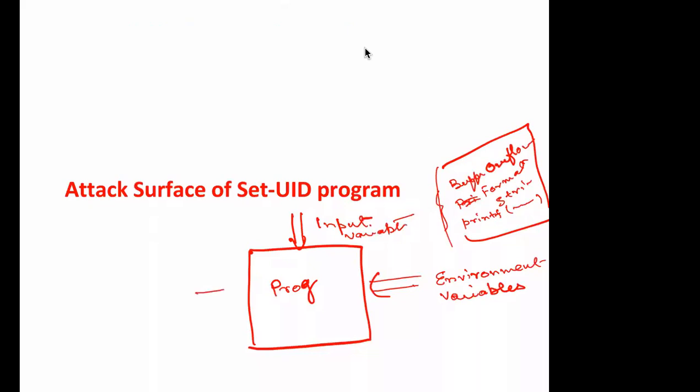And third is system variable. Some system inputs you get from the system. Okay, now these are the attack surfaces. Okay, you can think of more also.